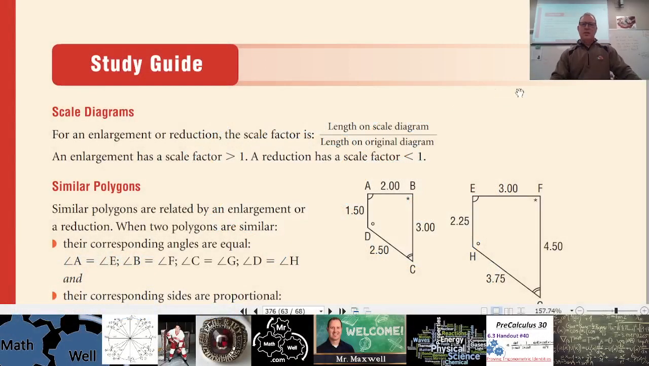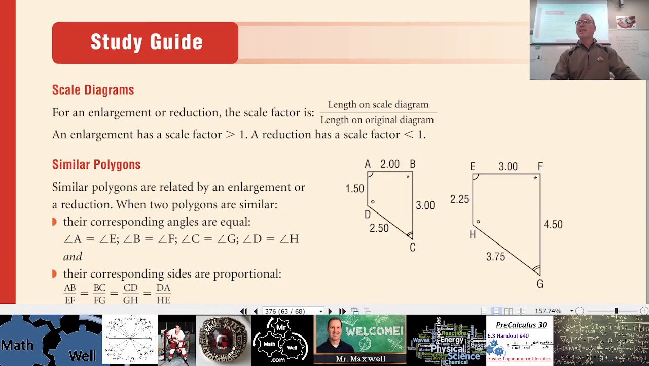So page 376 in your Pearson Math Makes Sense textbook, you have a study guide. At the end of the chapter, it's a really good idea to study the study guide. I do have a video as well on mrmathwell.com that you'll be able to look at.